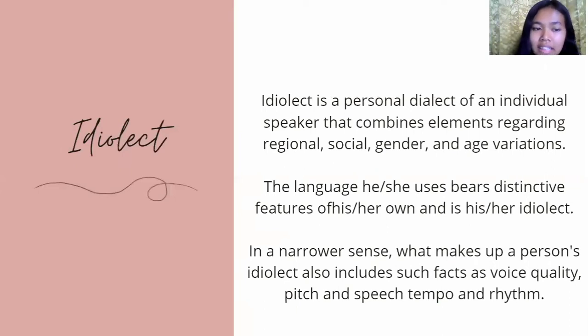The next is idiolect. Idiolect is a personal dialect of an individual speaker that combines elements regarding regional, society, gender, and age variation. The language he or she uses bears distinctive features of his or her own and is his or her idiolect. In a rarer sense, what makes up a person's idiolect also includes such facts as voice quality, pitch, and speech tempo and rhythm.